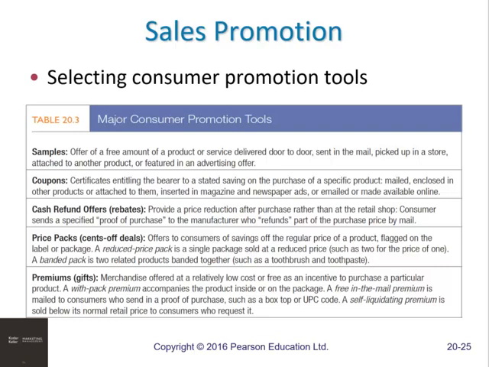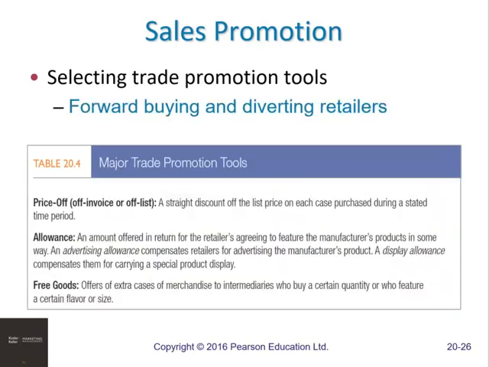The main consumer promotion tools are summarized in this table, Table 20.3. Manufacturer promotions in the auto industry, for example, are rebates, gifts to motivate test drives and purchases, and high-value trade-in credit. Retailer promotions include price cuts, feature advertising, retailer coupons, and retailer contests or premiums.